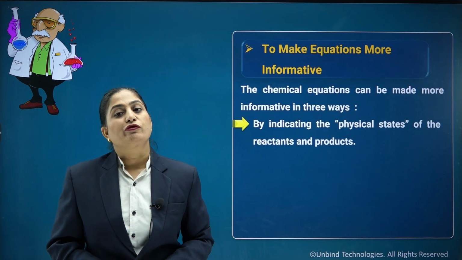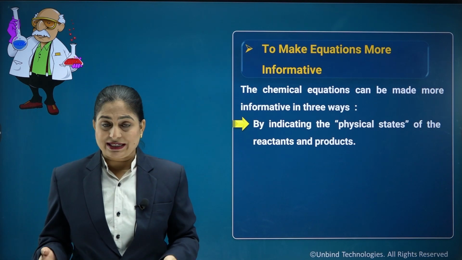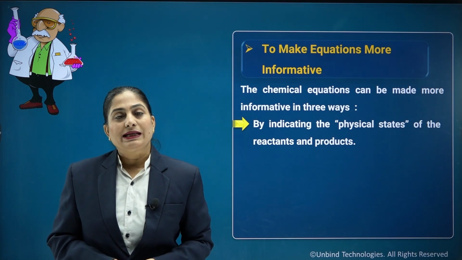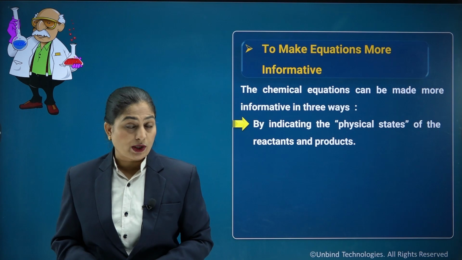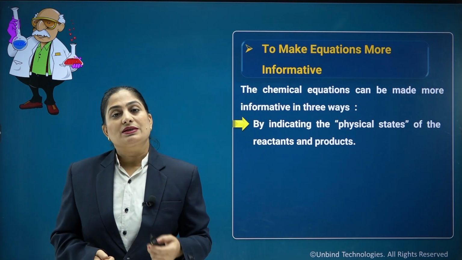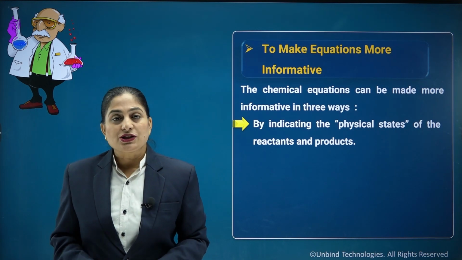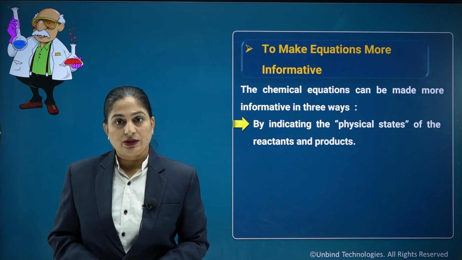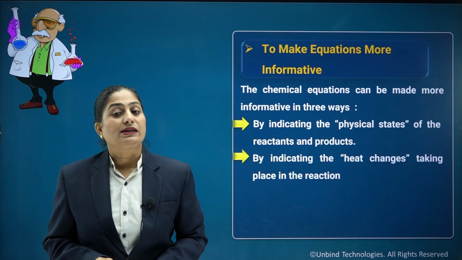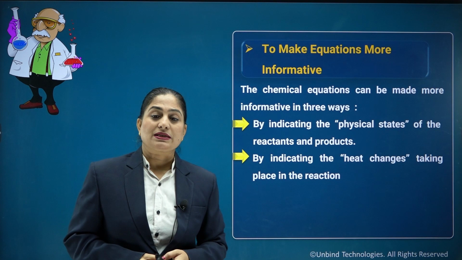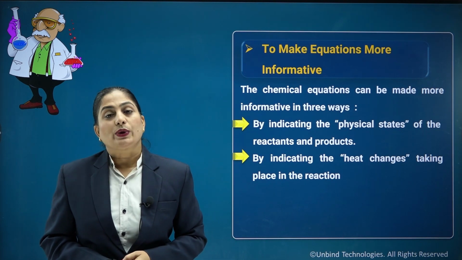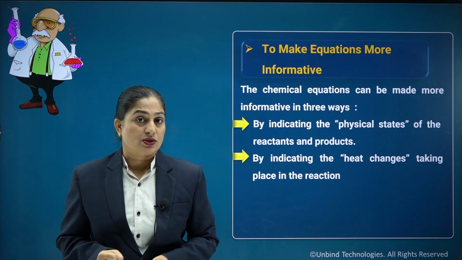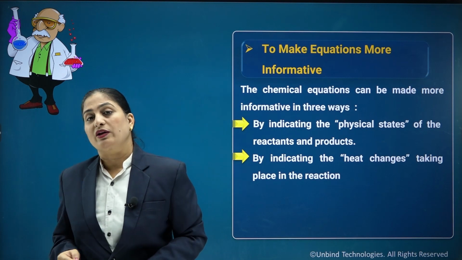So, an equation can be made more informative by writing the physical state along with the reactants and products. That means we need to write what the state of zinc is, what the state of hydrogen is, what the state of copper sulfate is, along with the reaction. Also, by indicating the heat changes taking place in the reaction, we need to indicate whether heat has been absorbed or evolved.